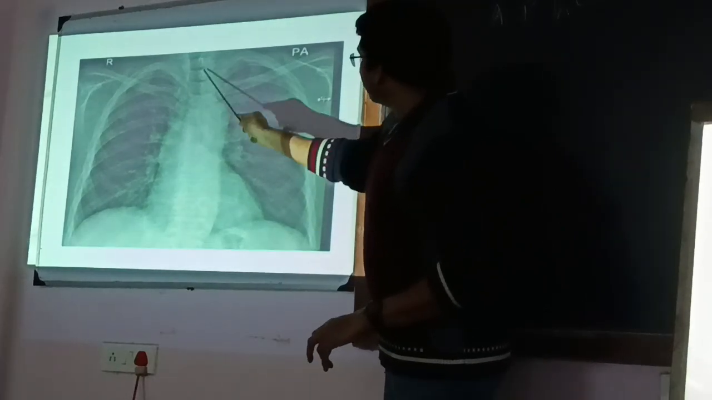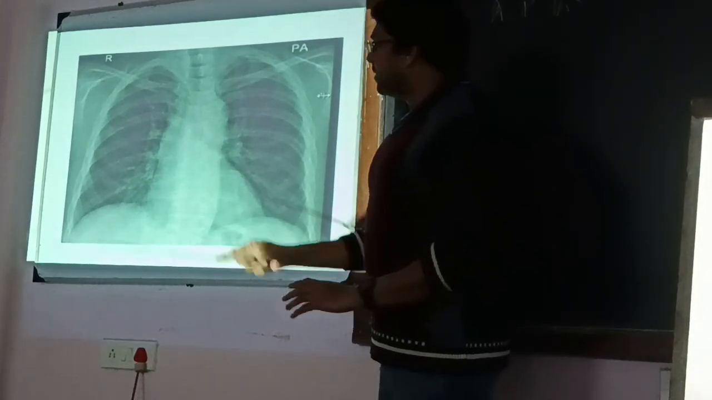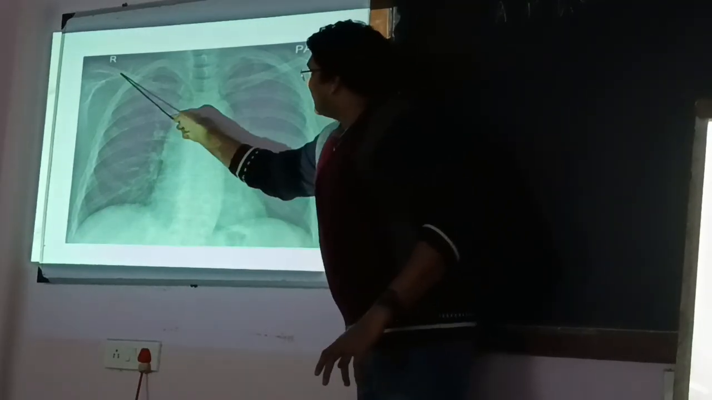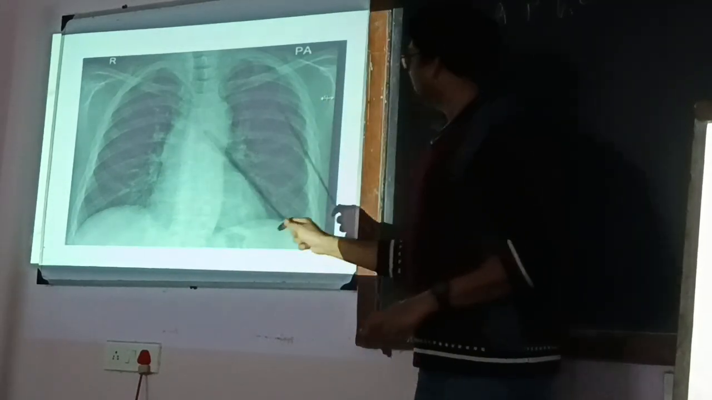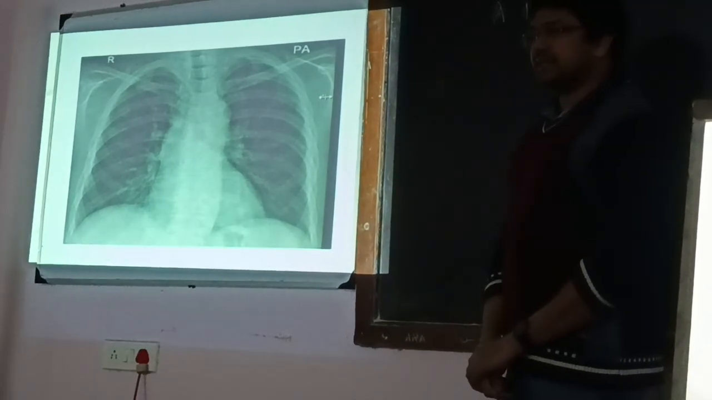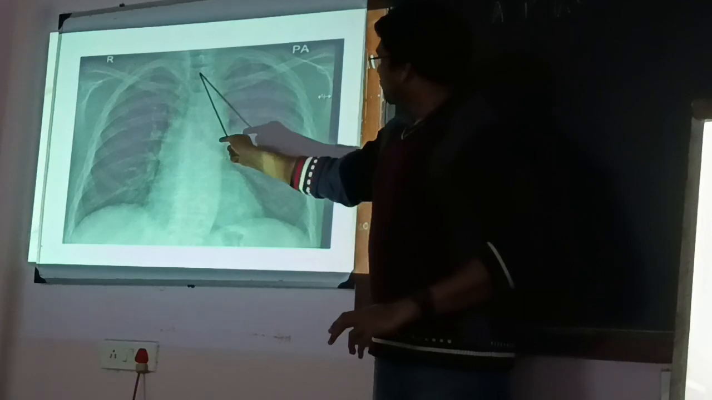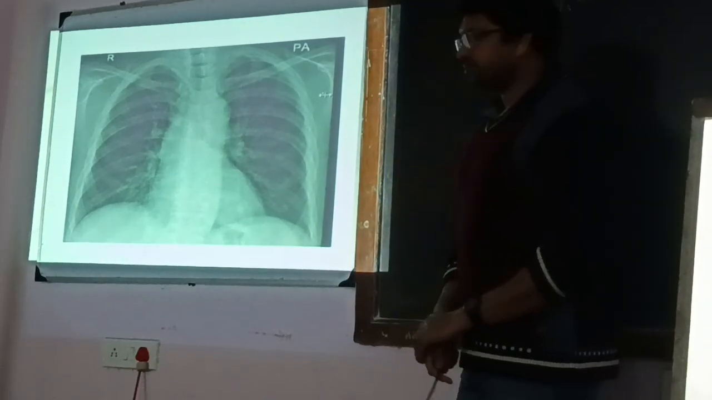It is not present exactly in front of the spines, but it is towards the right side of the spines over here. This part is the right side of the thorax, and this is the left side of the thorax, and the trachea is deviated towards the right side over here.